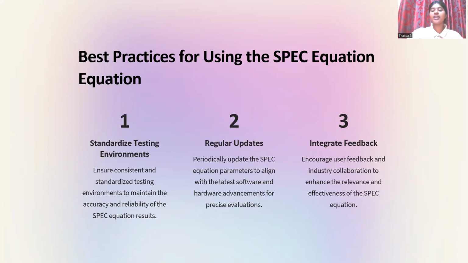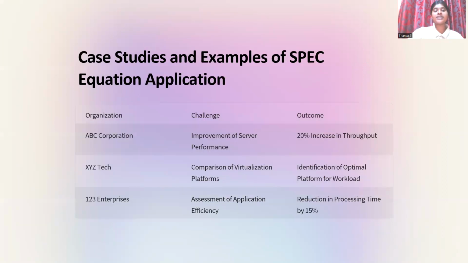So in the third part, encourage user feedback and industry collaboration to enhance the relevance and effectiveness of the spec equation. Next, the case studies and examples of spec equation application. So here are some case studies. One is ABC Corporation. We are taking it as an example, so we are not mentioning the corporation name here. ABC Corporation: improvement of server performance, 20% increase in throughput. So the challenge is to improve the server performance and the outcome is a 20% increase in the throughput.